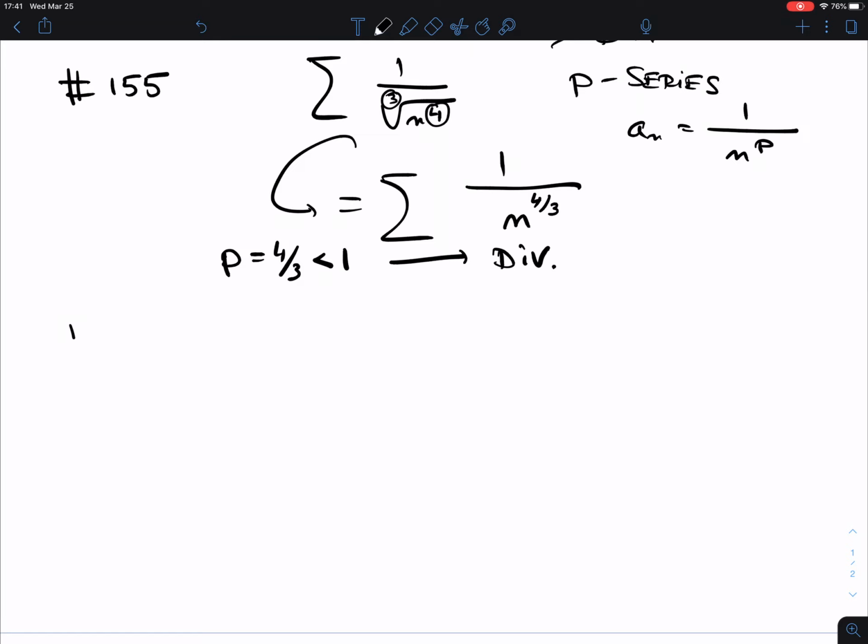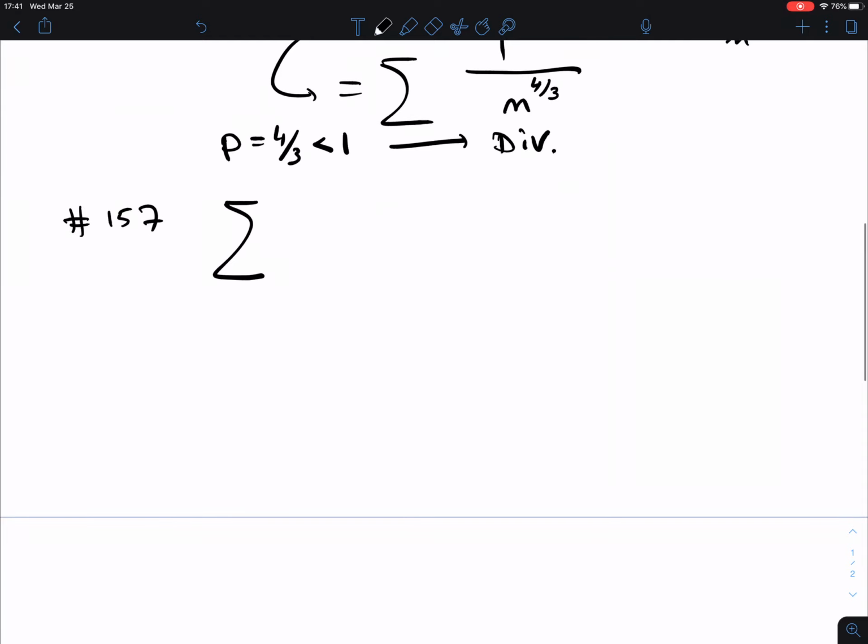I'm going to do one, although I didn't say it was assigned. I did assign it, but not as a special problem. But perhaps some of you were struggling with it, so I'll do number 157. That was n to the power pi, which is weird, right? But okay, why not? And n to the power 2e.